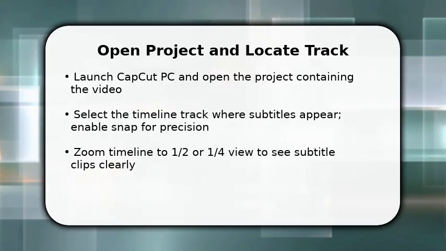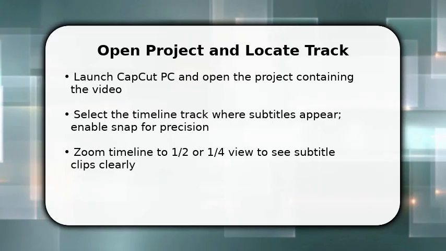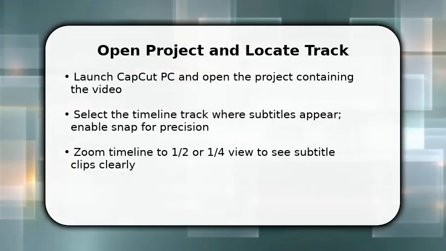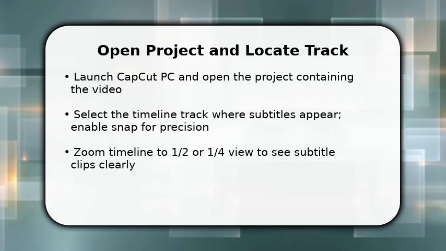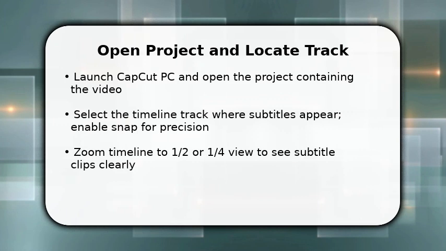Make sure snapping and timeline zoom are set so you can precisely select small text clips. By doing this first, you avoid accidental edits to video or audio. Once that track is visible and zoomed, you're ready to select and isolate each subtitle element for removal.